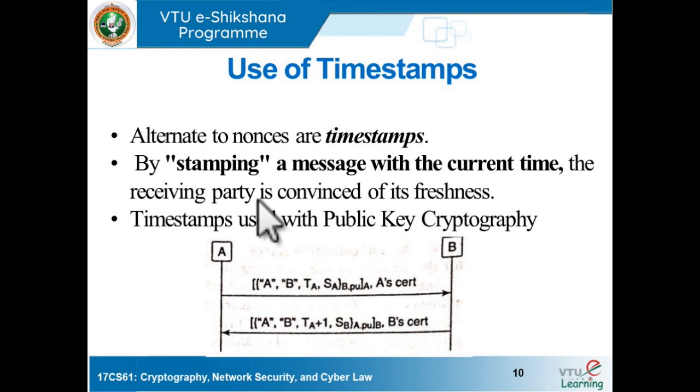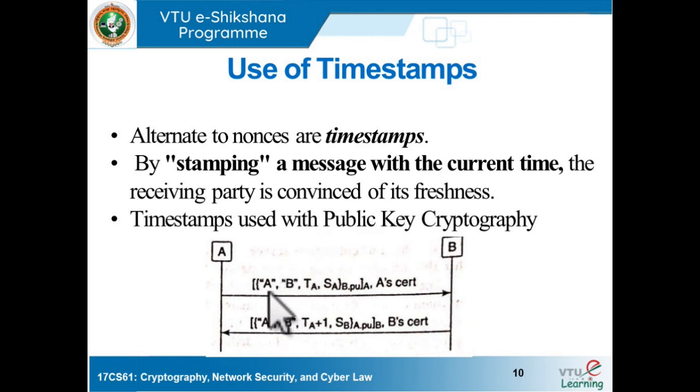Now nonce was also able to convey the freshness, whereas timestamp is also able to convey the freshness. Now timestamps are used with public key cryptography. Let's see how they are used. There are two communicating parties over here who are communicating with each other. A is trying to authenticate itself to B.